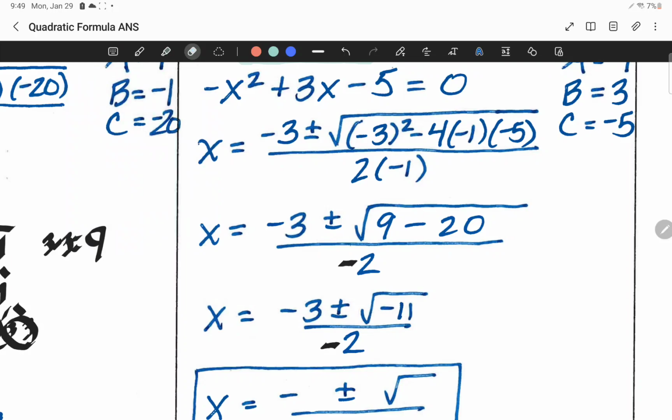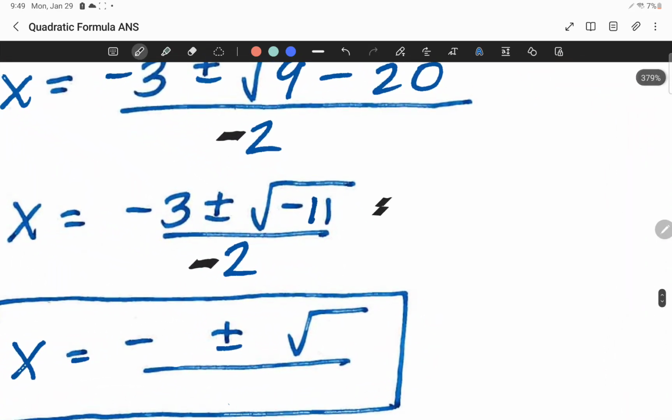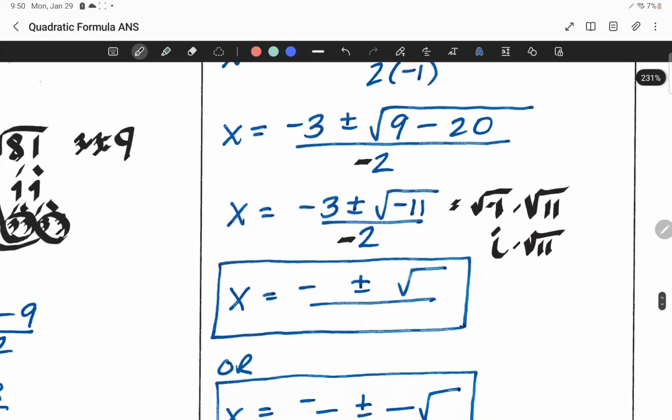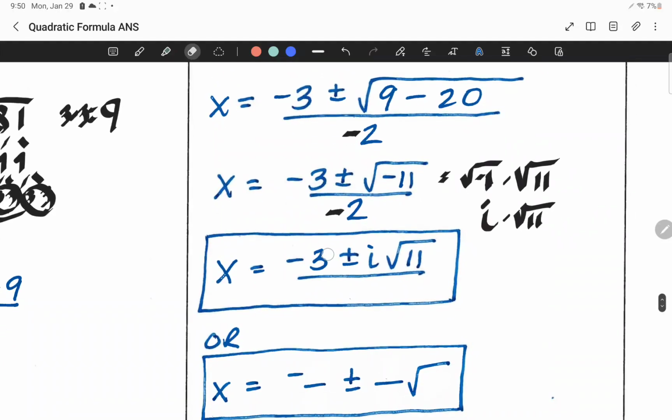Now, if you remember, we cannot have a negative inside of the square root. So we're going to go ahead and separate this into two different things. So negative 1 times the square root of 11. Now, square root of negative 1 turns into i, times 11. So that one just stays. So now we have i square root of 11. The 3 stays outside. The 2 on the bottom stays negative.